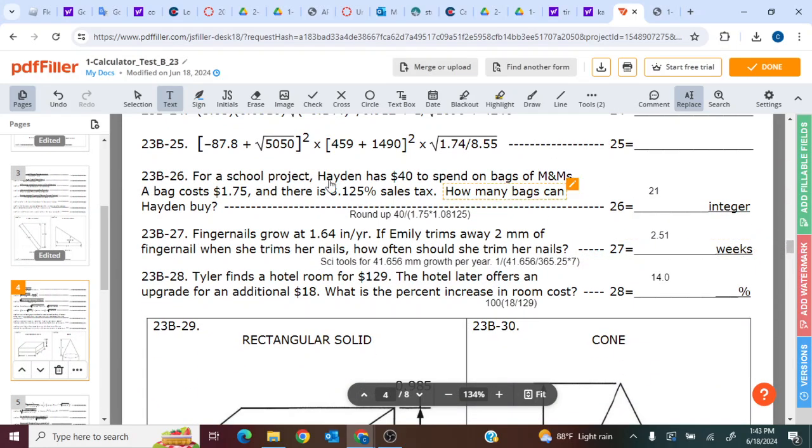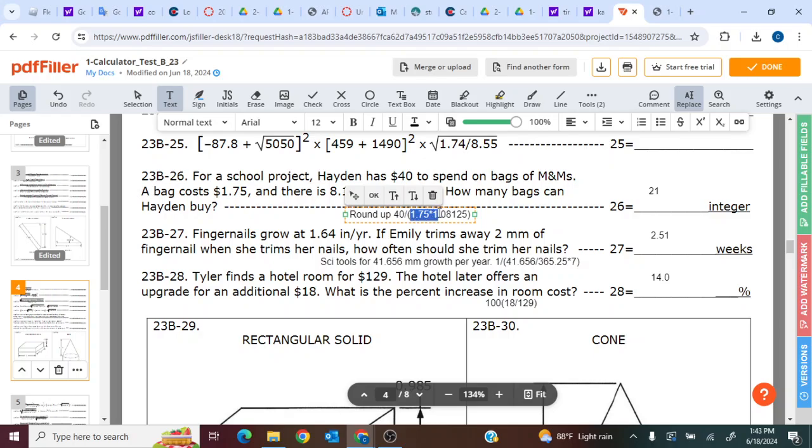Next, school project. Hayden has to spend $40 on bags of M&Ms. Each bag costs 1.75. There is an 8.125% sales tax. How many can Hayden buy? Well, the amount each bag costs with that sales tax is going to be equal to that value multiplied by 1 plus the tax, because you have to add 1.75 times 8.125%. And you also have to add it to the original 1.75, so that's how you get this number.